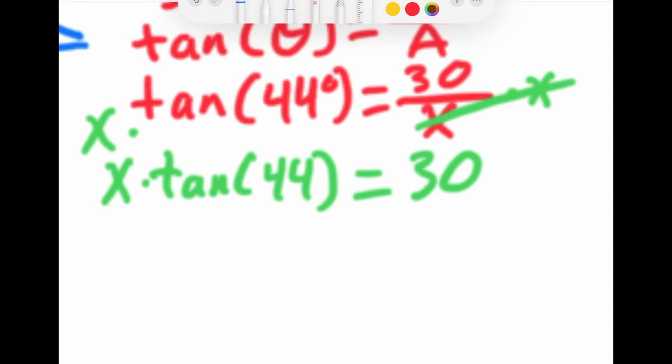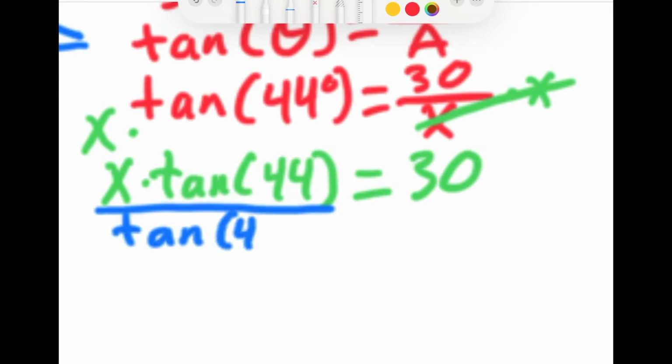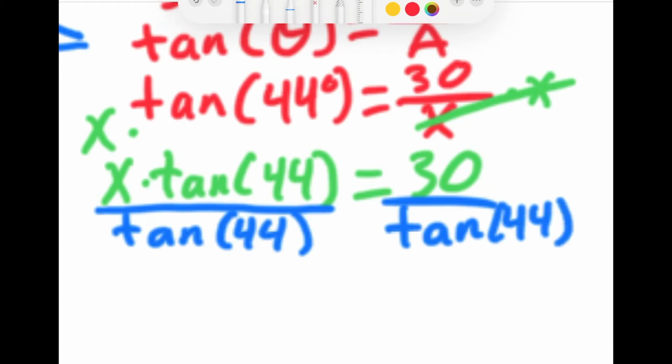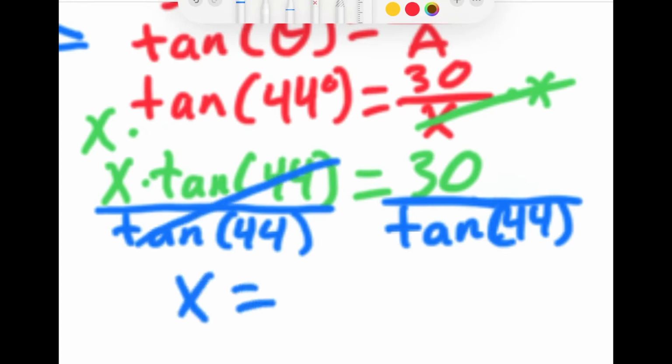And then you will need to divide by tangent of 44 to get x by itself, to get rid of the multiplication of that tangent. So tangent of 44 over tangent of 44 cancels out, and you're left with x equals 30 over tan of 44.